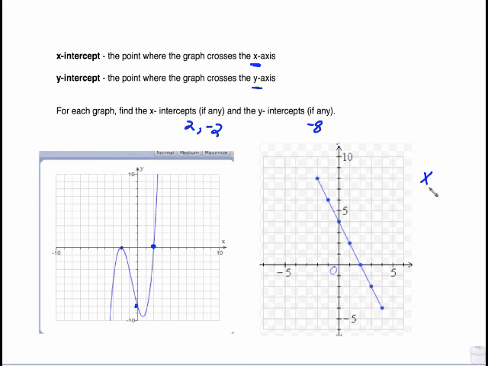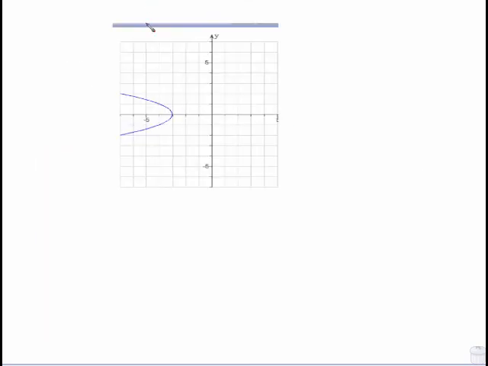For this one, x-intercept, it just crosses one time right there, crosses at 2. And the y-intercept, it crosses up there at 4. And that's all you have to do. One more of these, x-intercept would be where it crosses the x-axis, right here, which is -3. But notice it does not cross the y-axis, and that's okay. So when it asks you about the y-intercept, you say none. There is no y-intercept.